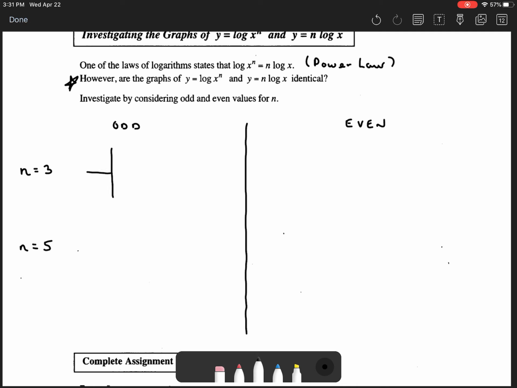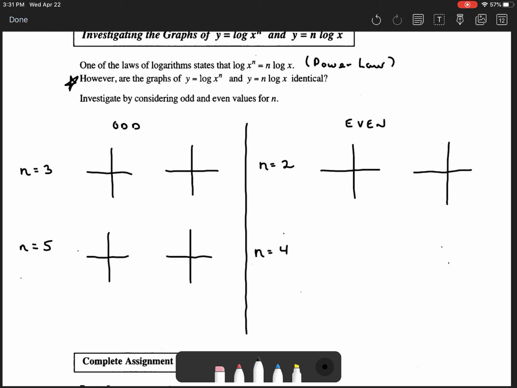And for each of those, we're going to have some scenarios here. So I'm going to say n is equal to 3, n is equal to 5. For each of those, I'm going to have 2 graphs that I am going to sketch, and same thing here, like so. And then for even, very similar scenario, I'm going to go n is equal to 2, n is equal to 4. For each of those, I also want to draw 2 sketches. And we're going to talk about these once we're totally set up here.